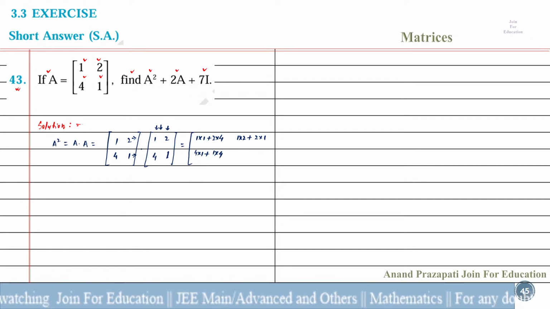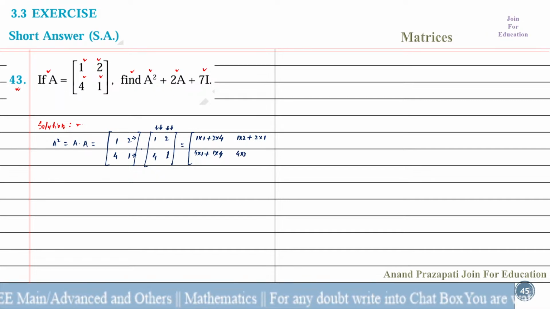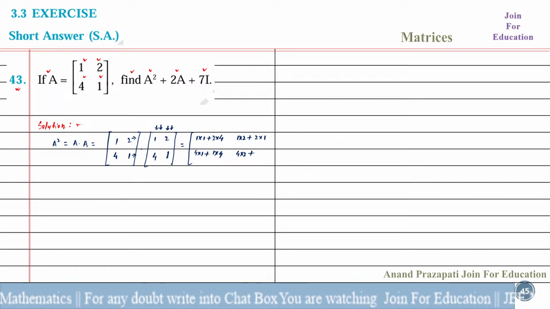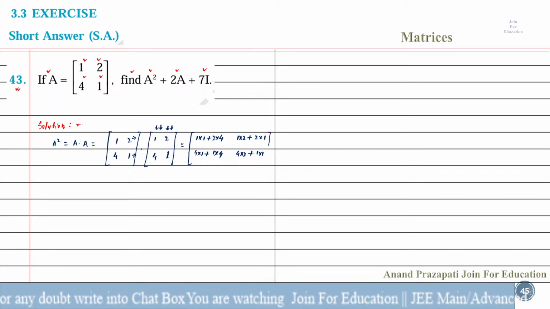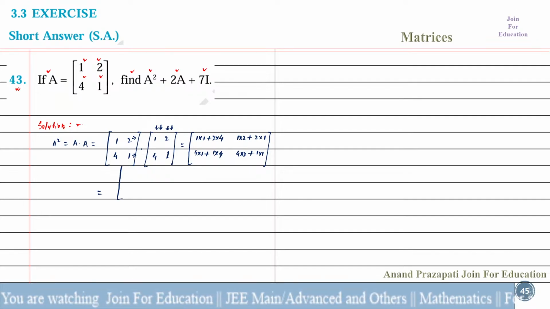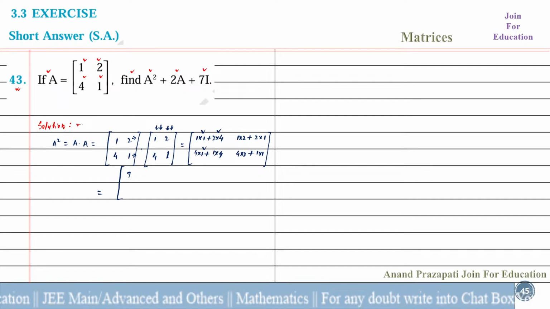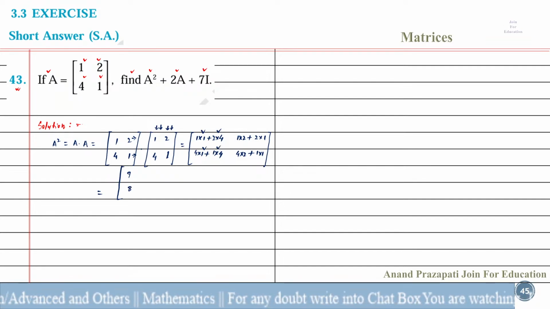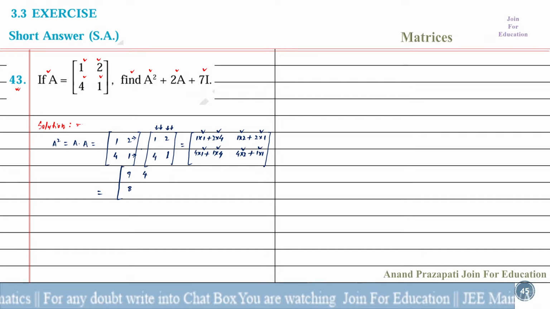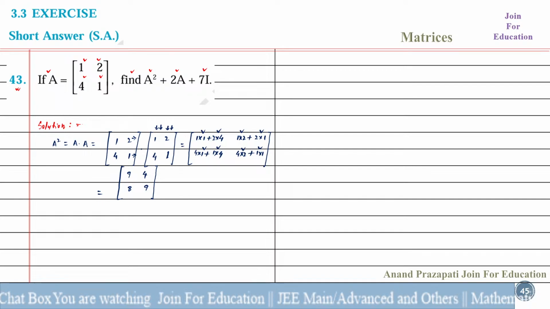First row by second column, then we get 4 into 2 plus 1 into 1 equal to 9, and 4 plus 4 equal to 8, and 2 plus 2 equal to 4, and 8 plus 1 equal to 9. There is no problem to understand up to this step.